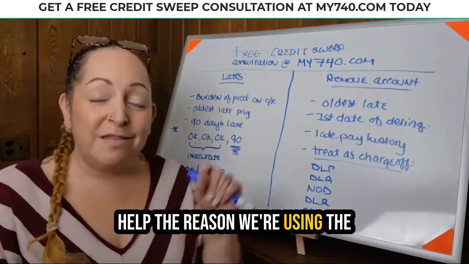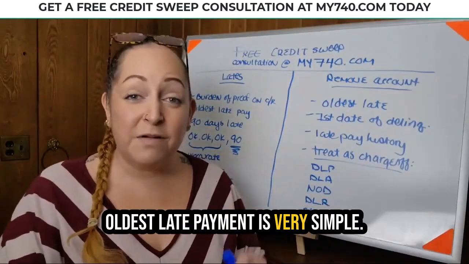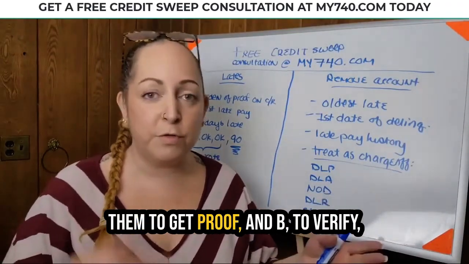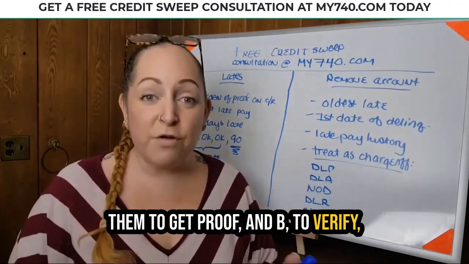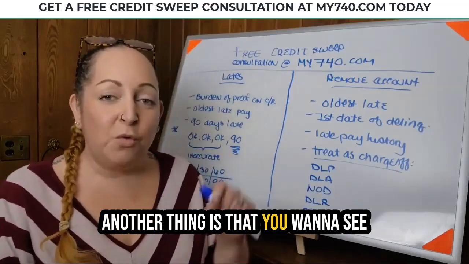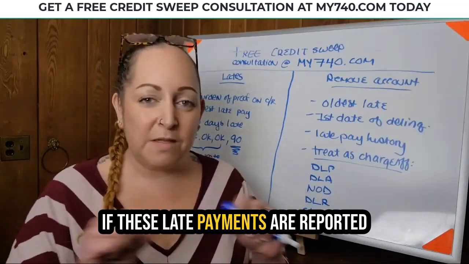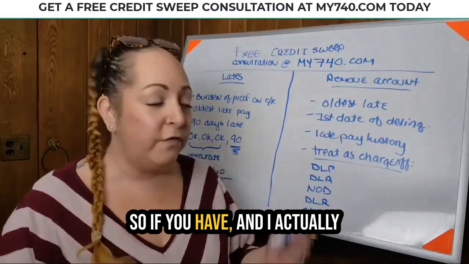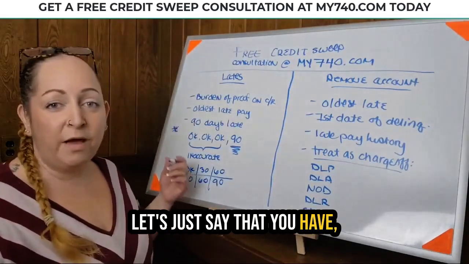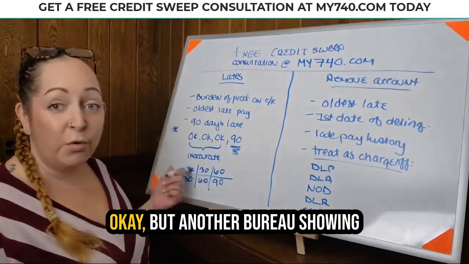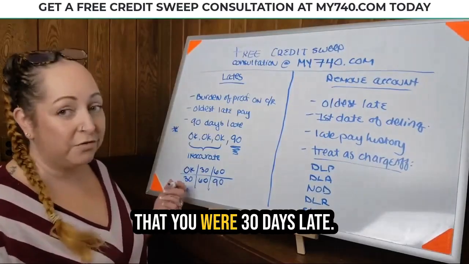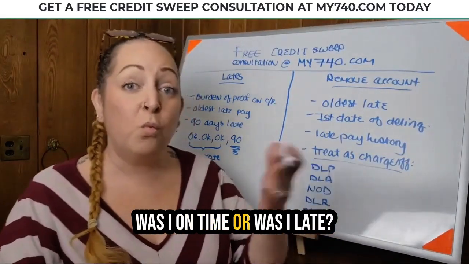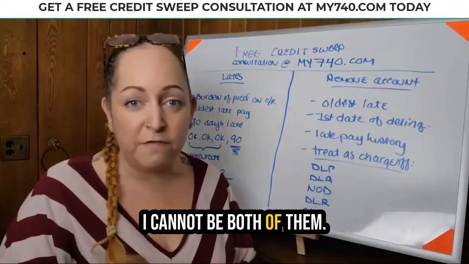The reason we're using the oldest late payment is very simple. The older it is, the harder it is for them to get proof, and to verify. Another thing is that you want to see if these late payments are reported consistently between the bureaus. So let's just say that you have Equifax showing that you were okay, but another bureau showing that you were 30 days late, obviously that doesn't make any sense. Was I on time or was I late? I cannot be both of them, okay?